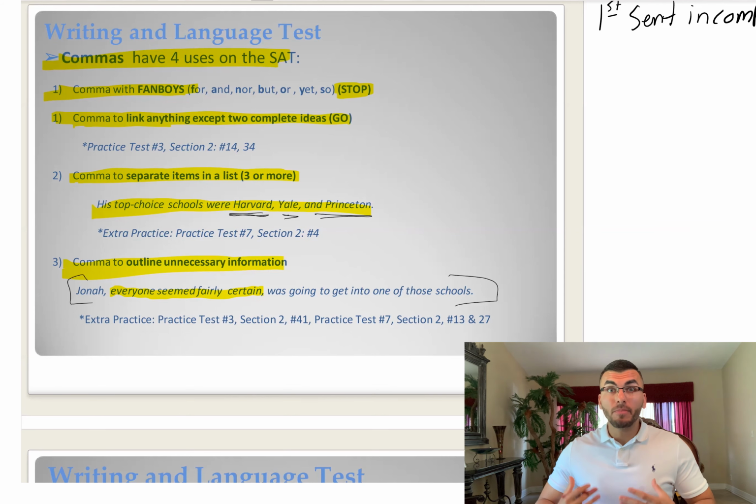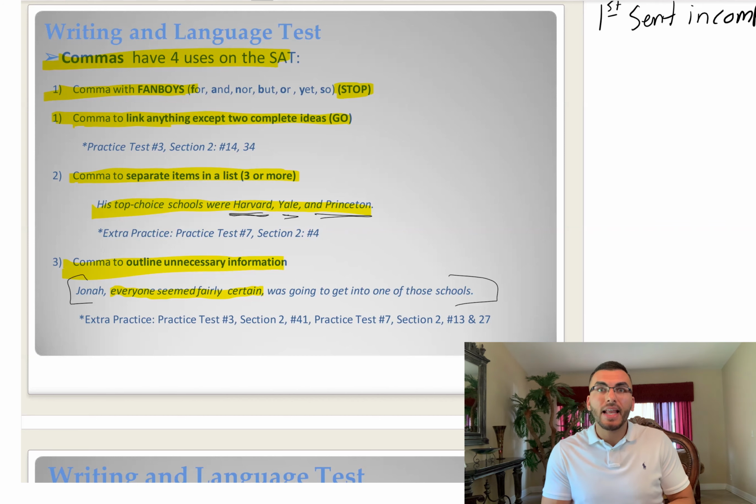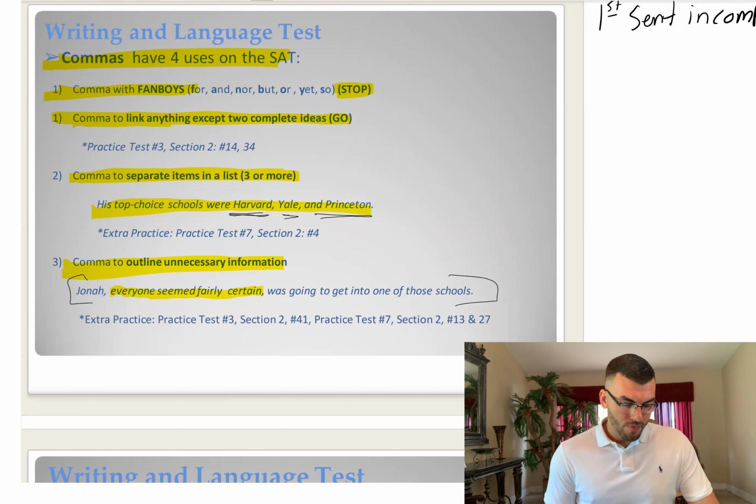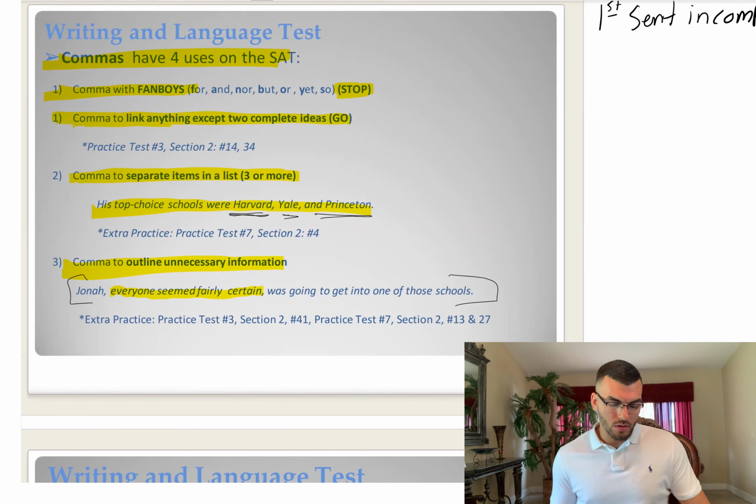If the sentence still makes sense and the meaning of the sentence doesn't change, then yes, that is unnecessary information, because we literally removed that from the sentence, reread it, and it still made sense. So Jonah, everyone seemed fairly certain, was going to get into one of those schools.